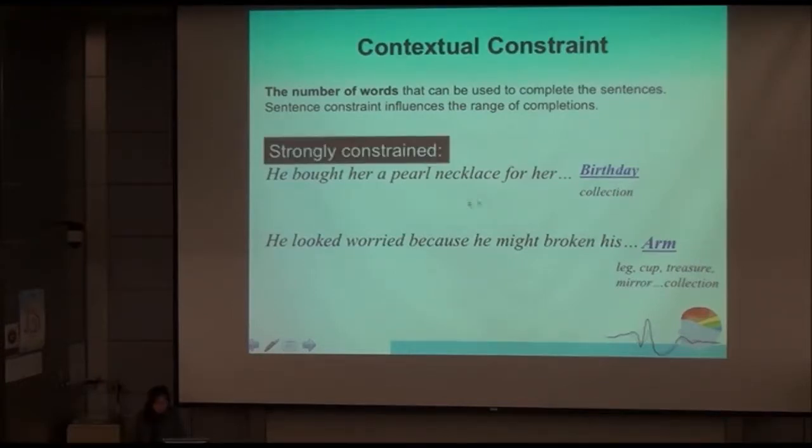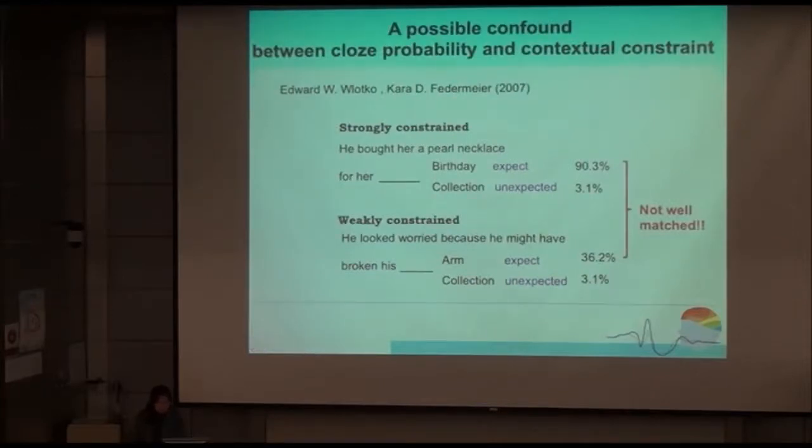So we call the first kind of sentence one where the context provides strong constraint on the ending noun. But in the second sentence, the context provides weak constraint on the ending word. But Kara, Andy and Kara have a study trying to manipulate both Cloze probability and contextual constraint with an orthogonal manipulation.